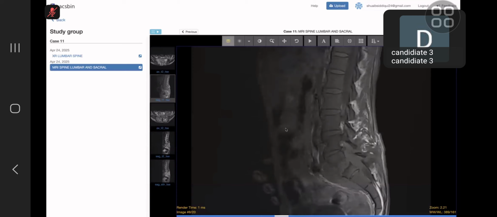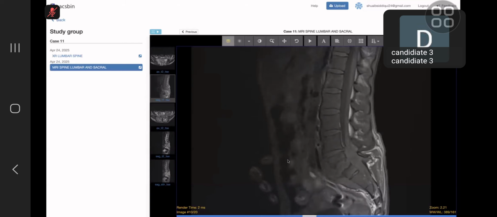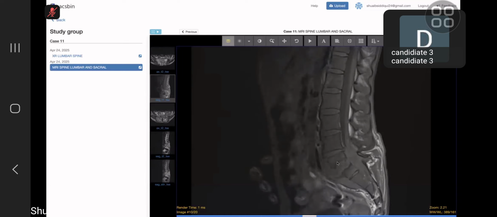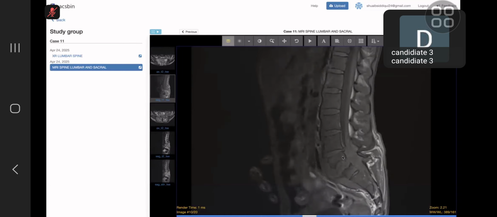lumbosacral spine. I can see that there is an isodense lesion occupying the lower sacral area. At the same time, I think S1 is appearing abnormal, small in size and in height. I couldn't see the intervertebral disc space. This lesion is extending to the spinal canal and also extending subligamentous anteriorly, paravertebral.